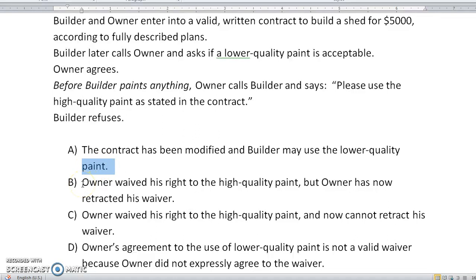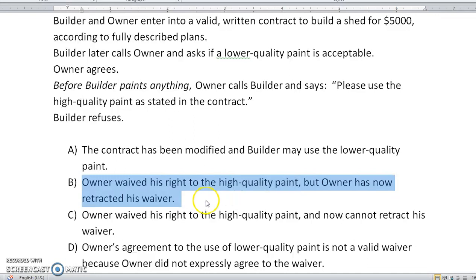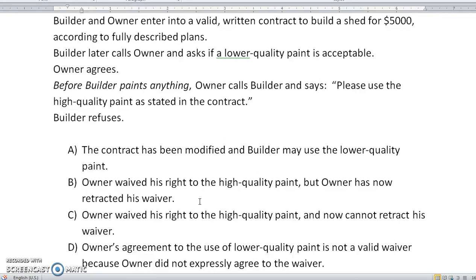So option B says owner waived his right to the high quality paint, but owner now has retracted his waiver. That sounds like a good answer. A verbal waiver seems like a good theory to pursue in this case. And the fact pattern indicates that the owner has now retracted his waiver. Option C says owner waives his rights to the high quality paint and now cannot retract his waiver. Well, we'll examine in the graphical law diagram whether owner can retract his waiver.